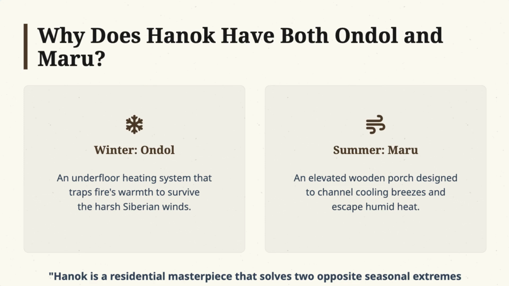Maru, on the other hand, was designed for hot summers. By raising the floor above the ground, it avoided moisture and allowed wind to pass underneath, creating a cool and airy space. In other words, Hanok was a house whose center of life changed with the seasons. In winter, people lived mainly in the warm ondol rooms. In summer, they spent more time on the maru and in the open wooden hall.